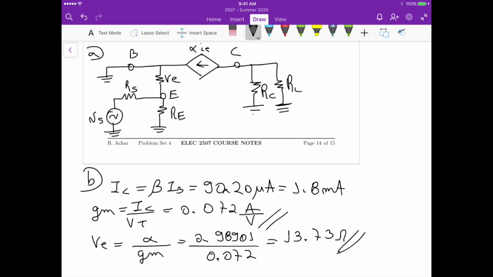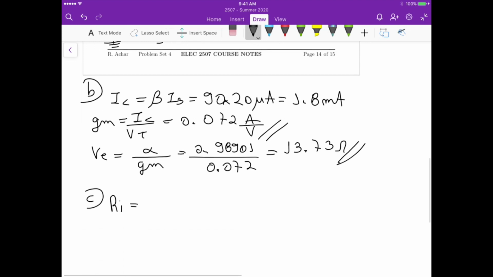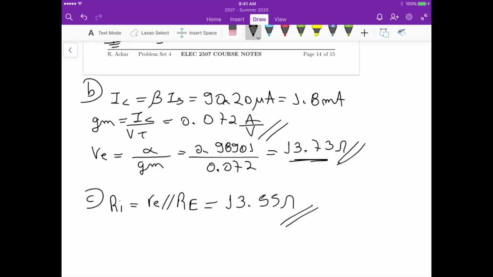Okay. Now for C, the input resistance. If we look at the circuit here, this one is grounded and this one is grounded, so it's the resistance seen from this terminal. Then we have just the small signal re in parallel with RE, which is equal to 13.55 ohms, which is almost re, because that's the smallest value in the parallel. So this is the value of Ri. So I would say C and D at the same time.